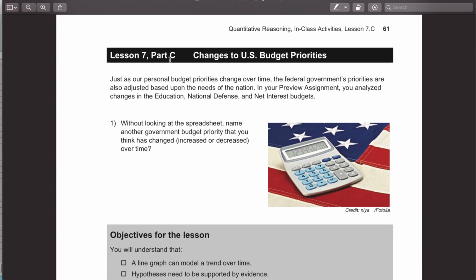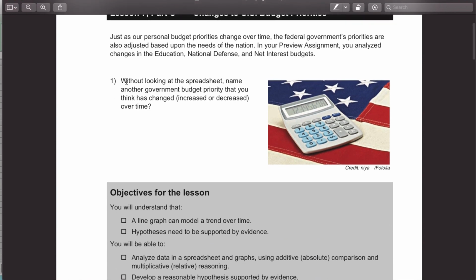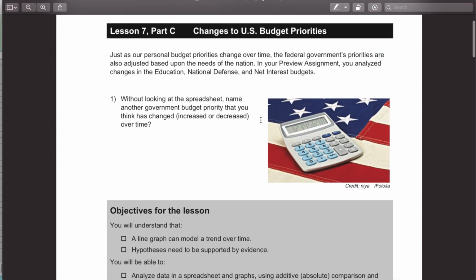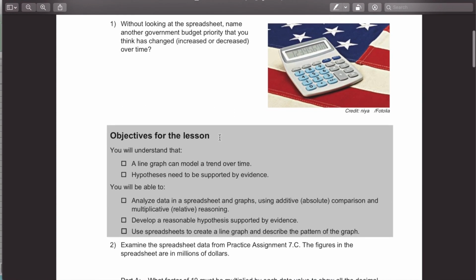So to start out on activity 7C, just go ahead and answer this first question, just based on looking at the spreadsheet, what you think. Whether certain categories have increased or decreased over time. And that's what we're going to be looking at today, is how we can tell how these categories have changed.